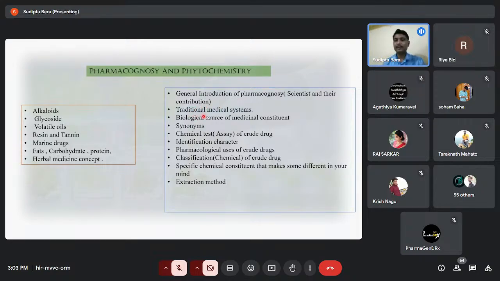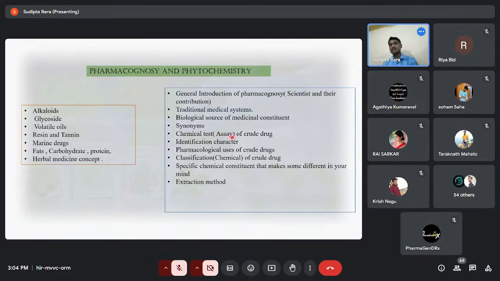Then traditional medicinal systems: Ayush, Unani, Siddha, these are all traditional medical systems. Then biological source. The next important topic is the biological source of medicinal constituents like alkaloids and glycosides, like tropane alkaloids, the biological source of tropane alkaloids, cardiac glycosides, and synonyms of these particular drugs.